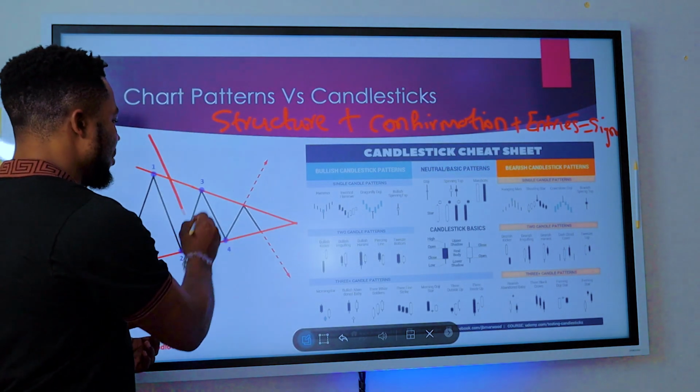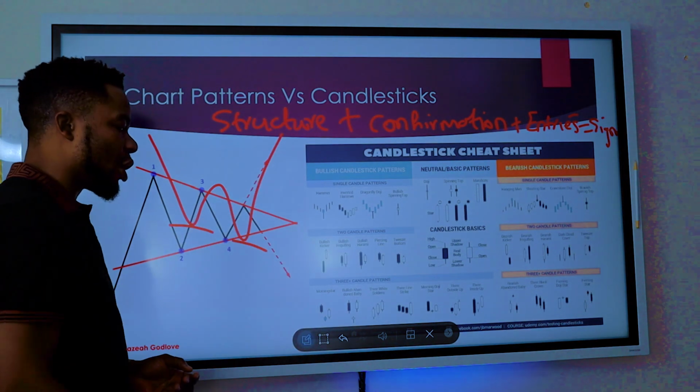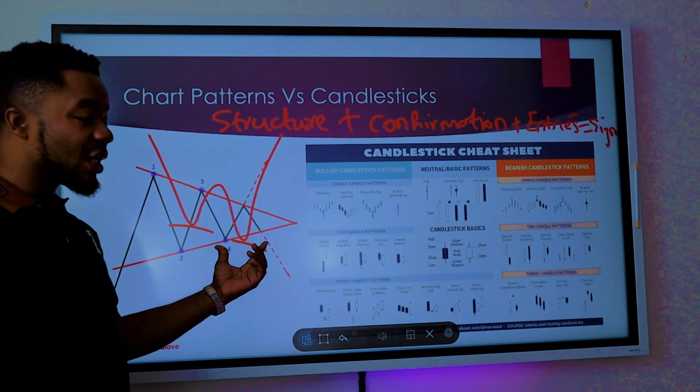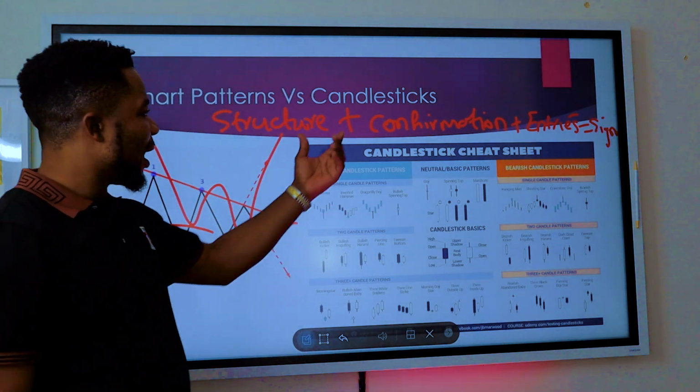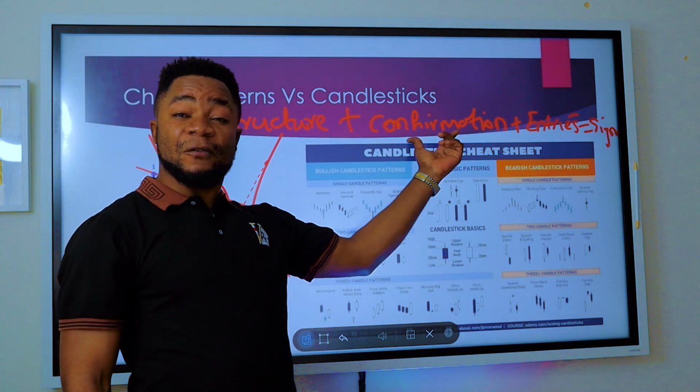If we're not even using this one, maybe we are using double bottom, double top. So we already have one bottom, we already have the second bottom. Now, where are we expected to get into that trade? That is where you come in now. You need a confirmation, all right?